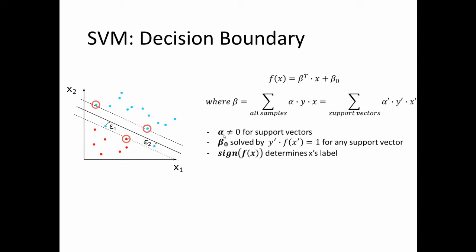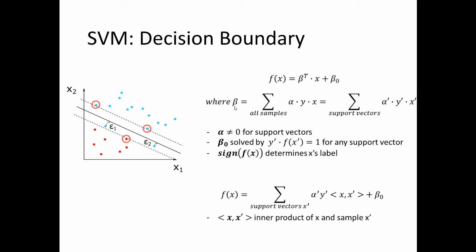So basically alpha is not 0 for all the support vectors, and beta naught can be solved by substituting the coordinates of the support vectors into this equation and multiplying by their y and letting that equal to 1. So that will give you beta naught. And if you want to know what is the label for any point, you can just substitute that point's coordinates into this equation and look at the sign of the result.